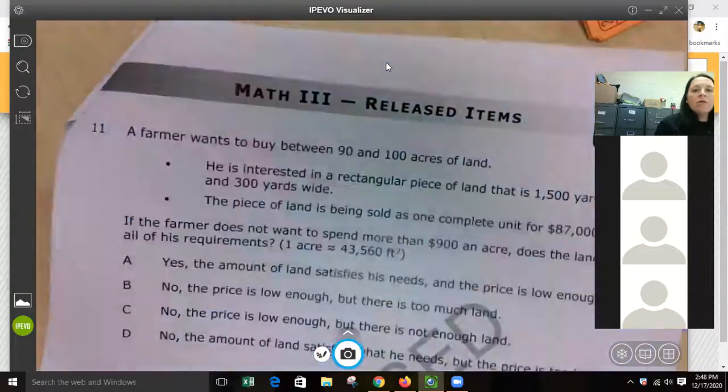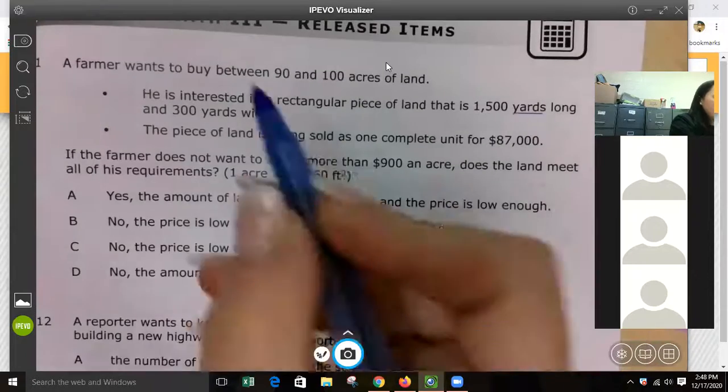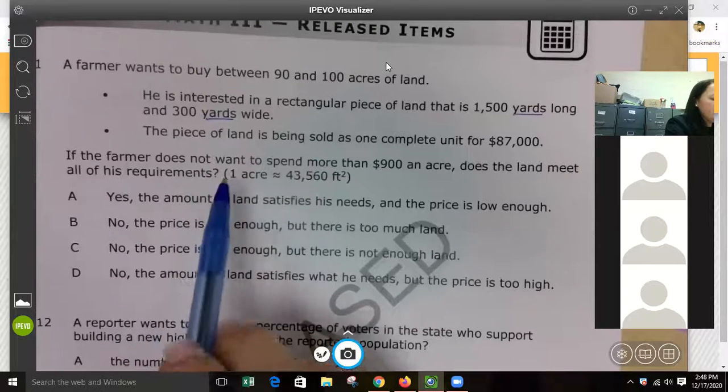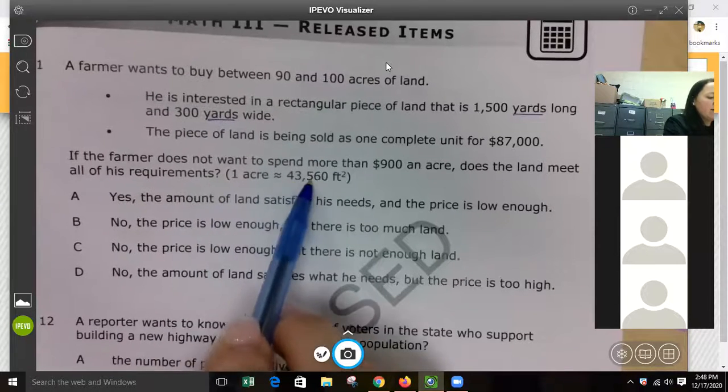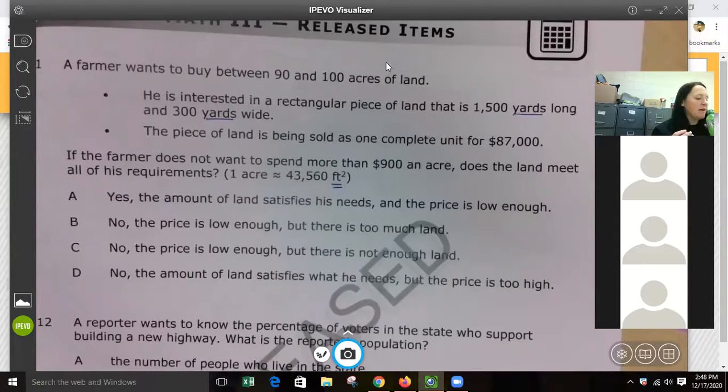Number 11, not a hard problem. Again, one of those kind of lengthy problems. It said a farmer wants to buy between 90 and 100 acres of land. He's interested in a rectangular piece of land that is 1,500 yards long. Be careful about that. 1,500 yards long and 300 yards wide. This piece of land is being sold as one complete unit for $87,000. If the farmer does not want to spend more than $900 an acre, does the land meet all of his requirements? So read this. 1 acre equals 43,560 feet squared. Feet squared, so you have to be careful.